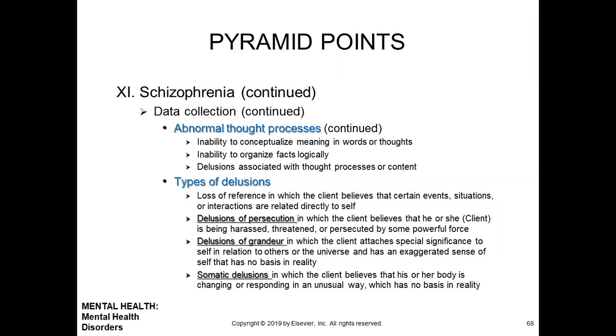And they categorize the types of delusion like ideas of reference, delusion of persecution, delusion of grandeur, and somatic delusion. So in ideas of reference, the client believes that certain events, situations or interactions are related directly to self. Like they're watching TV, and the TV is broadcasting the weather report, they think this message is only for them.